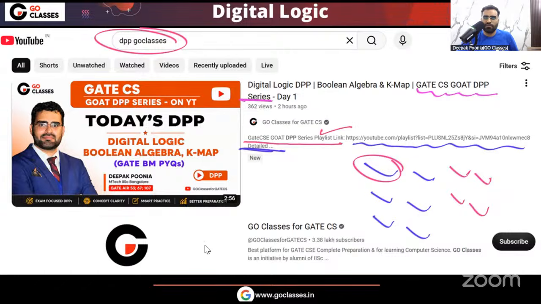All these questions are taken from standard resources. You can see in this session we have solved GATE Biomedical PYQs. In the next session we will solve from some other standard resources.